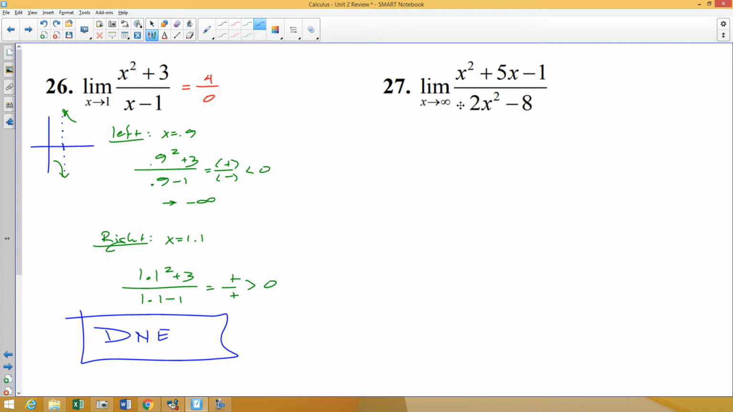Number 27, x is approaching infinity. Pay attention to what x is doing. Don't just automatically assume you need to factor or something like that. X is approaching infinity. This is a nice polynomial or rational function. So I'm simply going to compare degrees on top and bottom. They are equal, so we will divide the coefficients, and we will have 1 divided by 2 for the answer. That's the easy way.